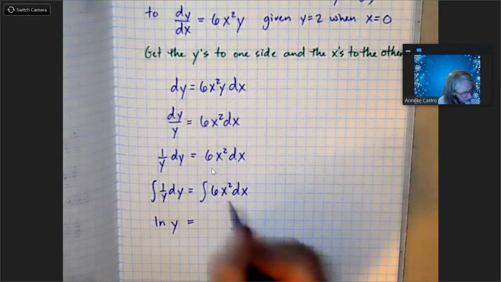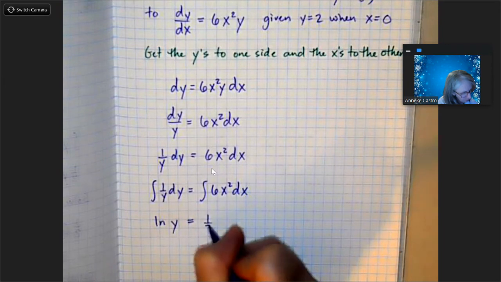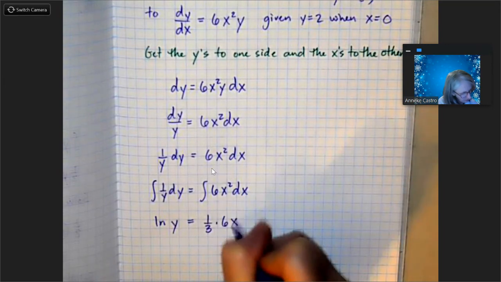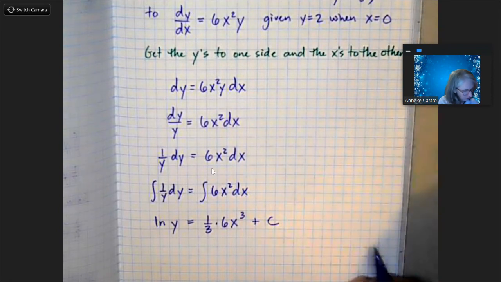And then on this side, this one's just normal. Add 1 to the exponent and multiply by the reciprocal. So 1/3 times 6x to the 3. And then I can add on my constant of integration.